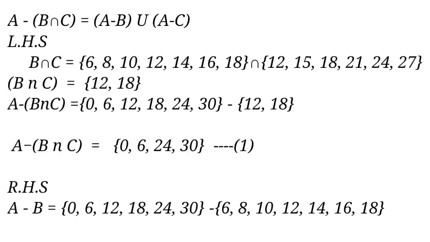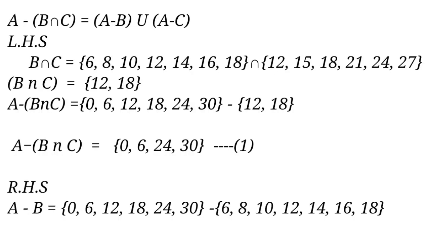Then A minus (B intersection C) is equal to, here A is equal to {0, 6, 12, 18, 24, 30}. Then A minus (B intersection C) is equal to {0, 6, 12, 18, 24, 30} minus {12, 18}.